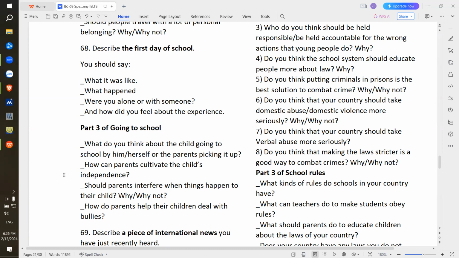I see. Well, how about when children are still in the family? What can parents do to cultivate a child's independence ever since they were very young? Let's discuss when the children are still very young and very dependent on parents. What can parents do?